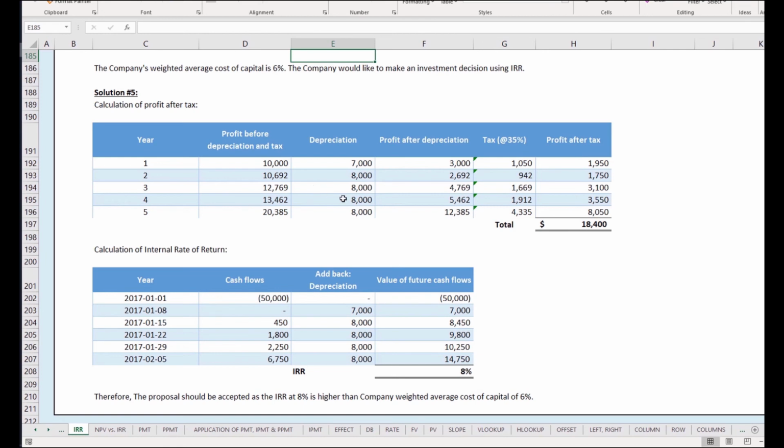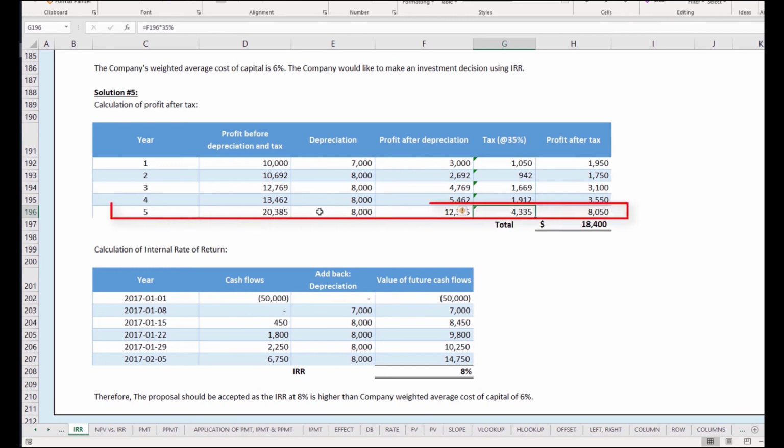Well, we've got in this table here years 1 through 5 profit before depreciation and tax, depreciation, profit after depreciation, tax, and profit after tax. So to go through one example, in year 5, the profit before depreciation and tax is $20,385. Depreciation is $8,000, and the profit after depreciation is $12,385. Tax is at 35%, so $4,335, and the profit after tax is $8,050. If we were to add up all 5 years, we get $18,400.